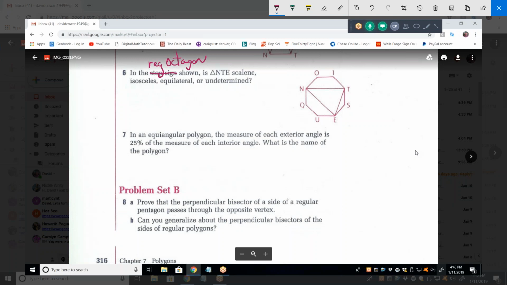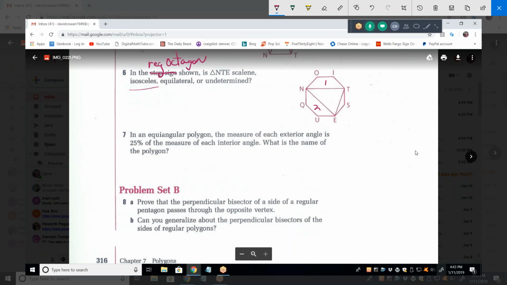Which two figures are congruent? The two trapezoids? Exactly. Trapezoid 1 and trapezoid 2 have to be congruent if it's a regular octagon. Which makes that triangle what kind of a triangle? Isosceles, because NE would be equal to NT.